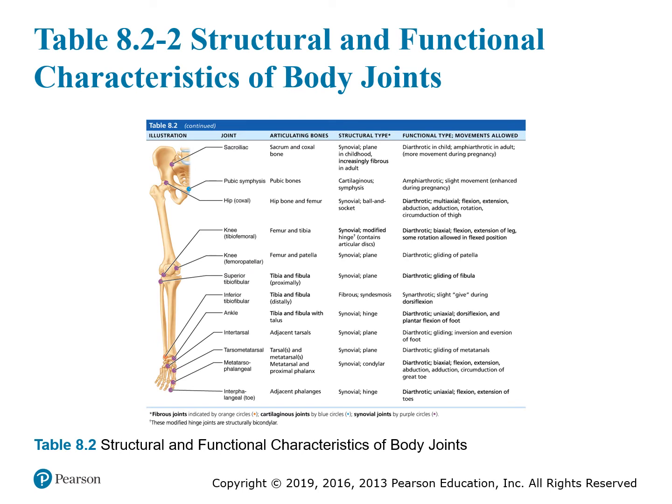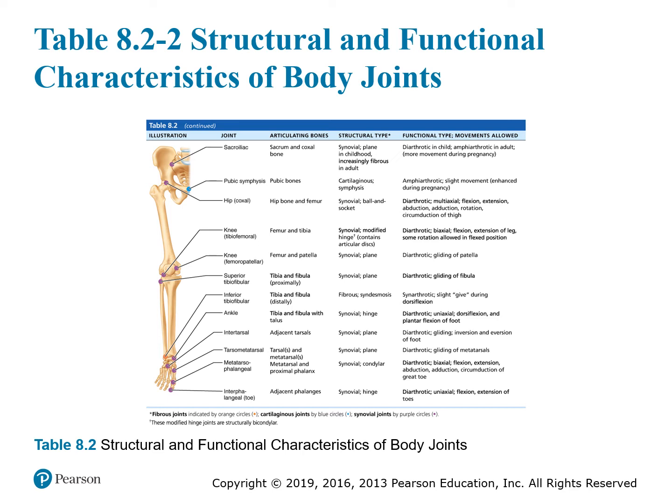This next table continues with the joints in the lower extremity. We'll begin with the sacroiliac joint, which is a joint that is created with the articulating sacrum and coxal bone. Structurally, these are synovial joints, plane in childhood, and they become increasingly fibrous as we age. Functionally, they are diarthrotic in children and become amphiarthrotic in adults. There is more movement during pregnancy due to the hormones.